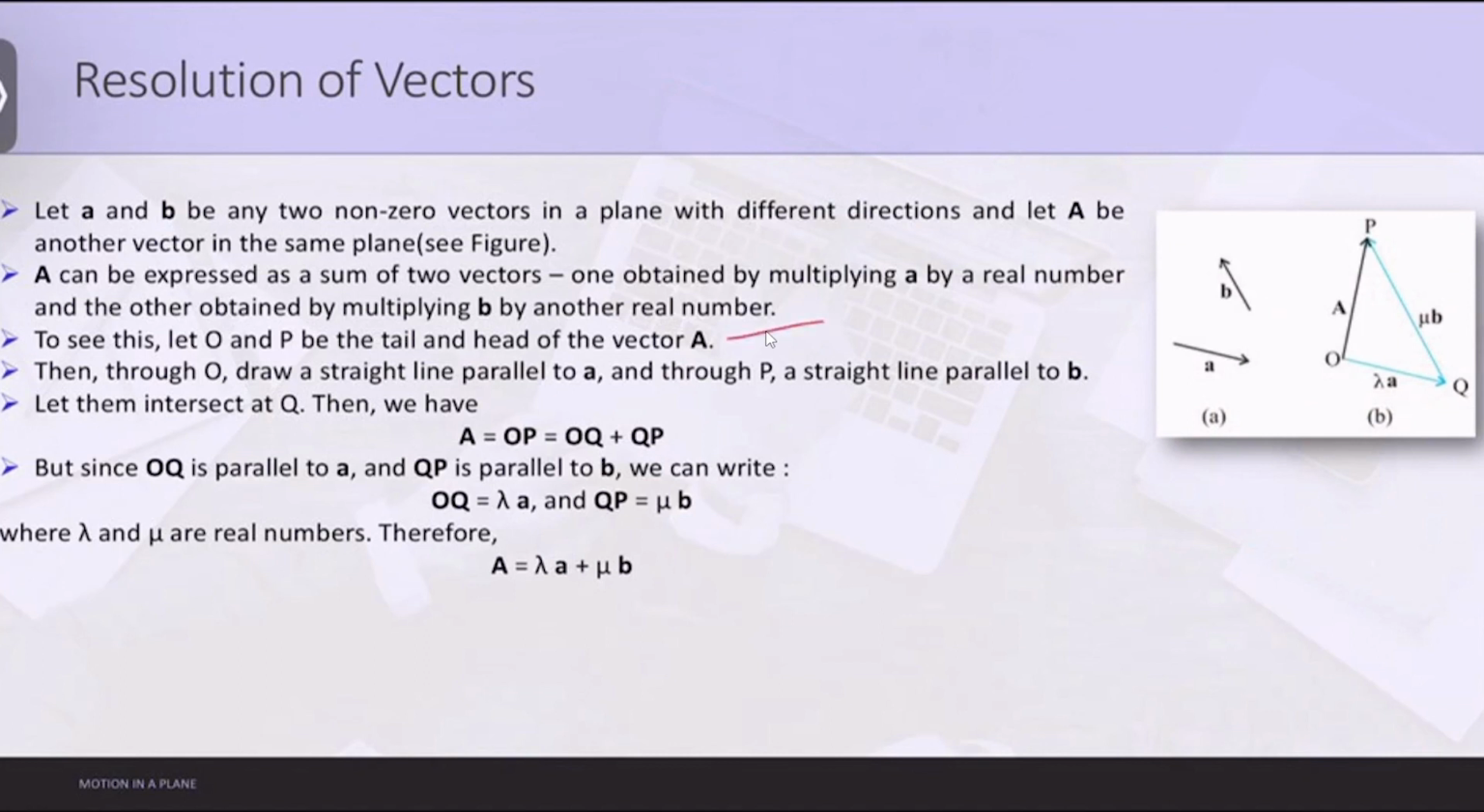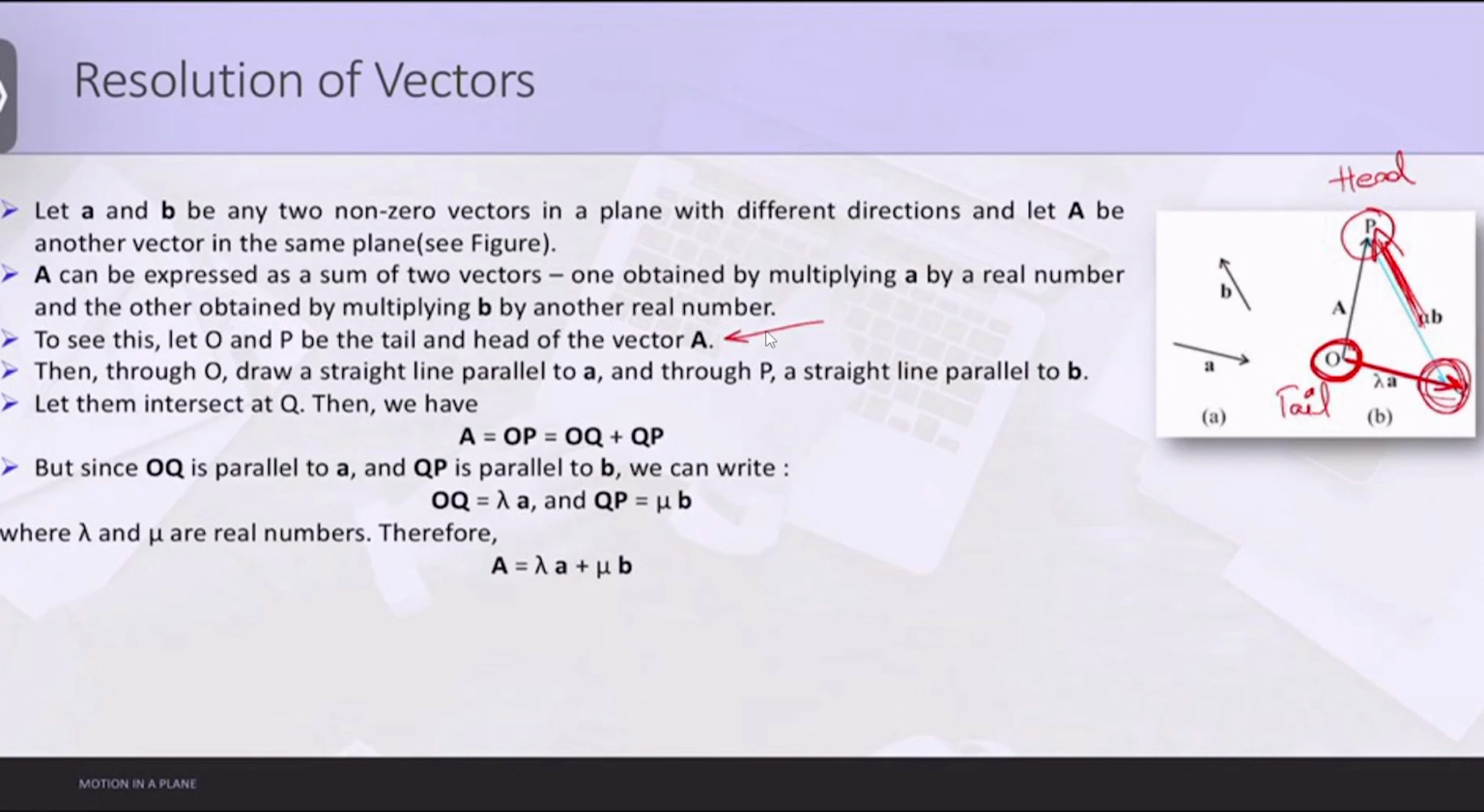So to see this, let O and P be the tail and head of vector a. Then through O, draw a straight line parallel to a. We drew a straight line like this, right? And through P, draw a straight line parallel to b. Let them intersect at Q.